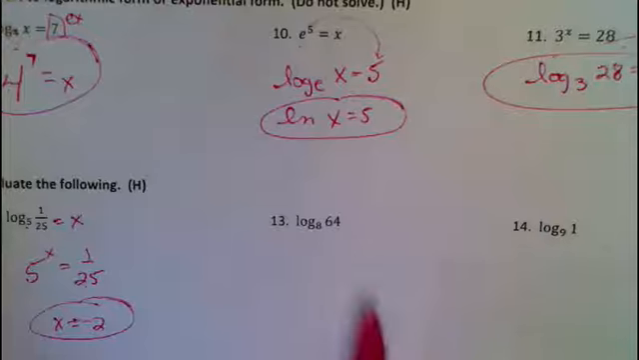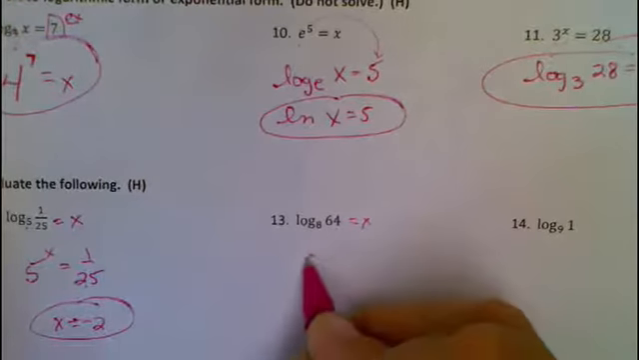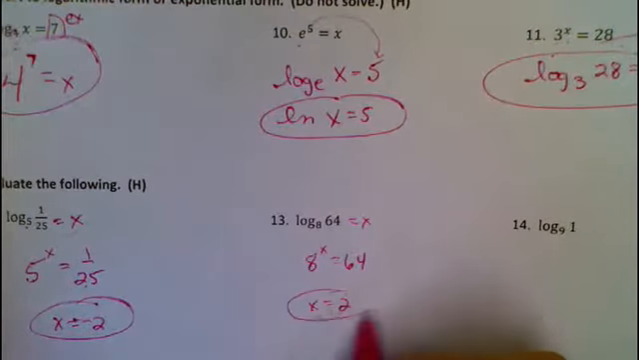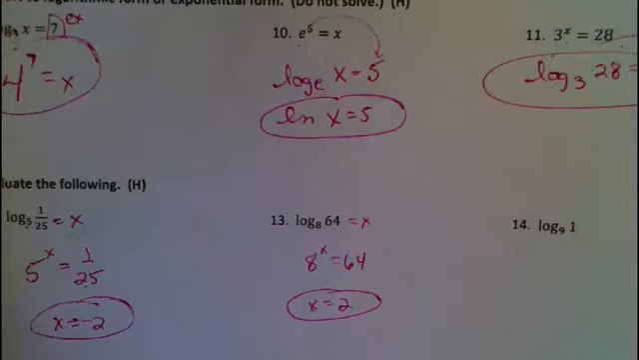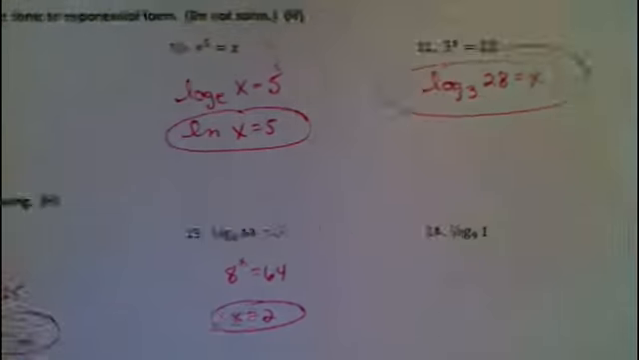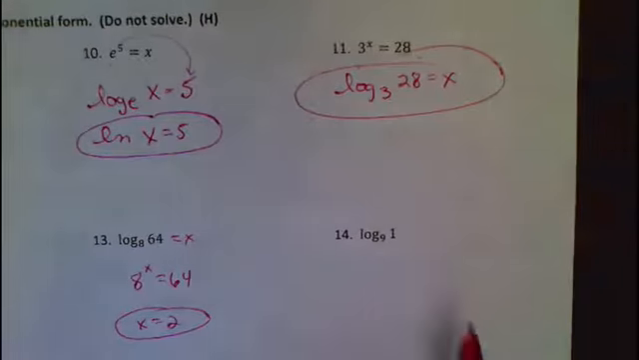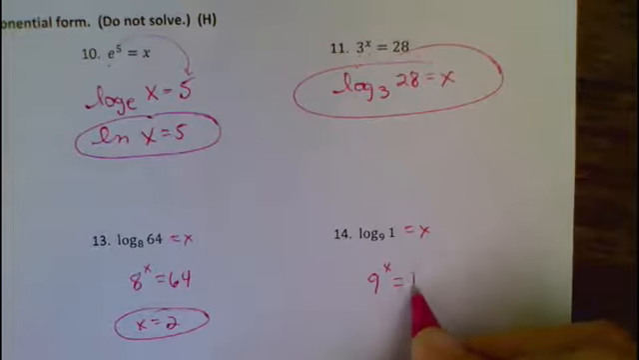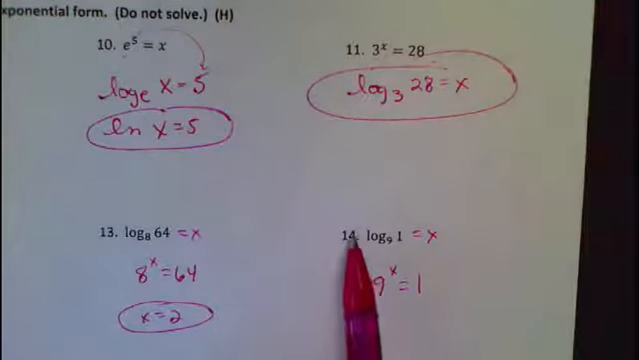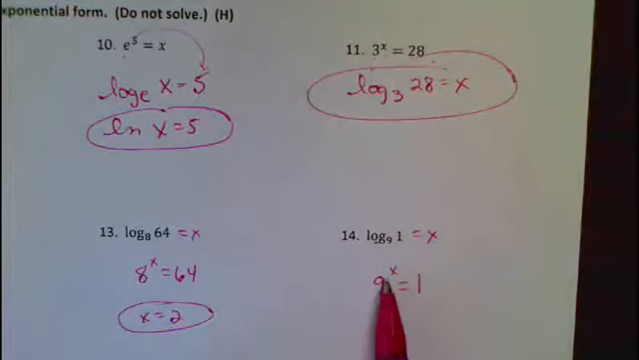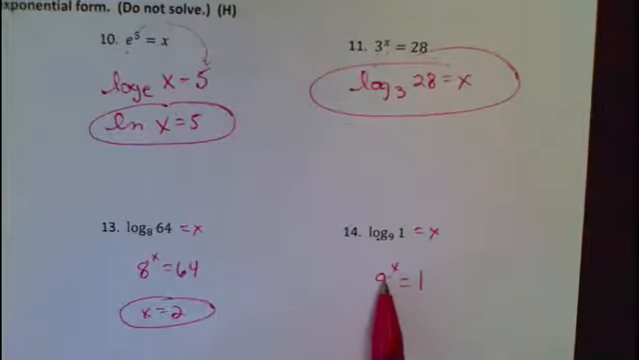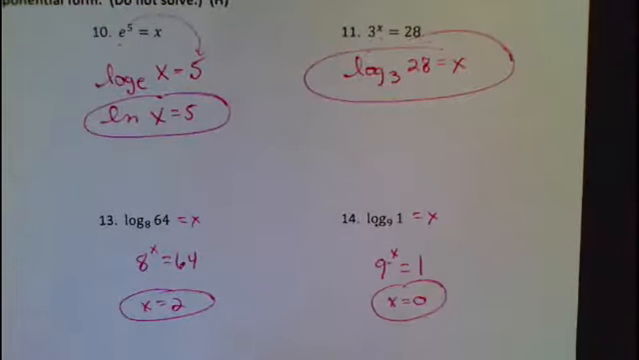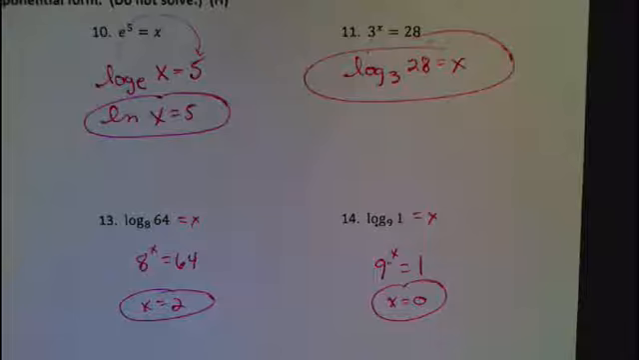Log base 8 of 64. You're really asking yourself, 8 raised to what power gives me 64? Well, 8 squared does. So I know the log base 8 of 64 is 2. Log base 9 of 1. I'm really trying to figure out 9 raised to what power gives me a 1. So my base is 9. 9 to what power gives me 1? This one was a little tricky for some people, but anything raised to the 0 power is 1. So anytime you take the log of 1, you should get 0.